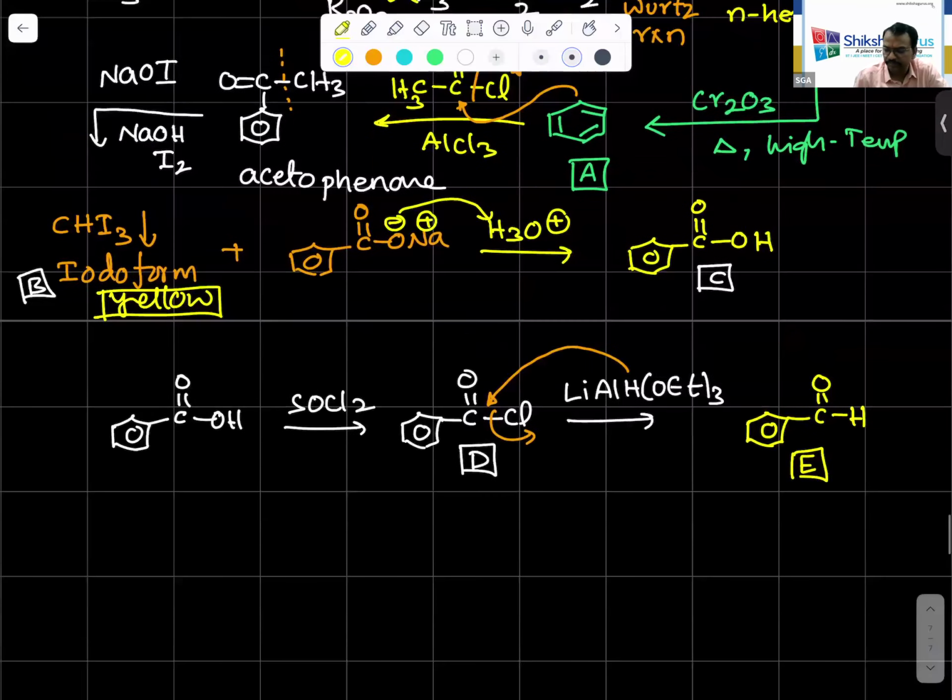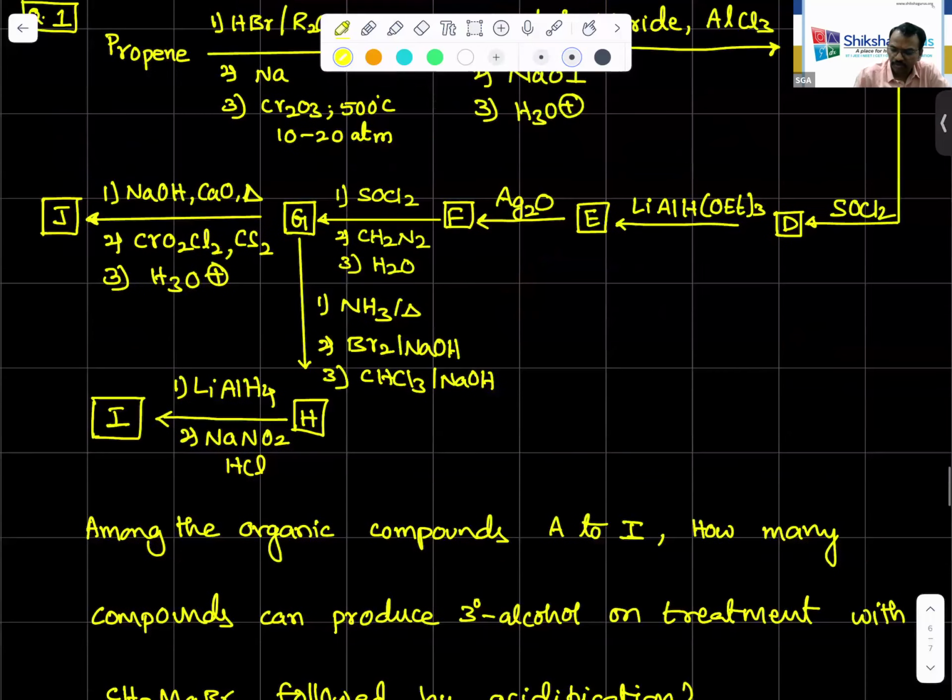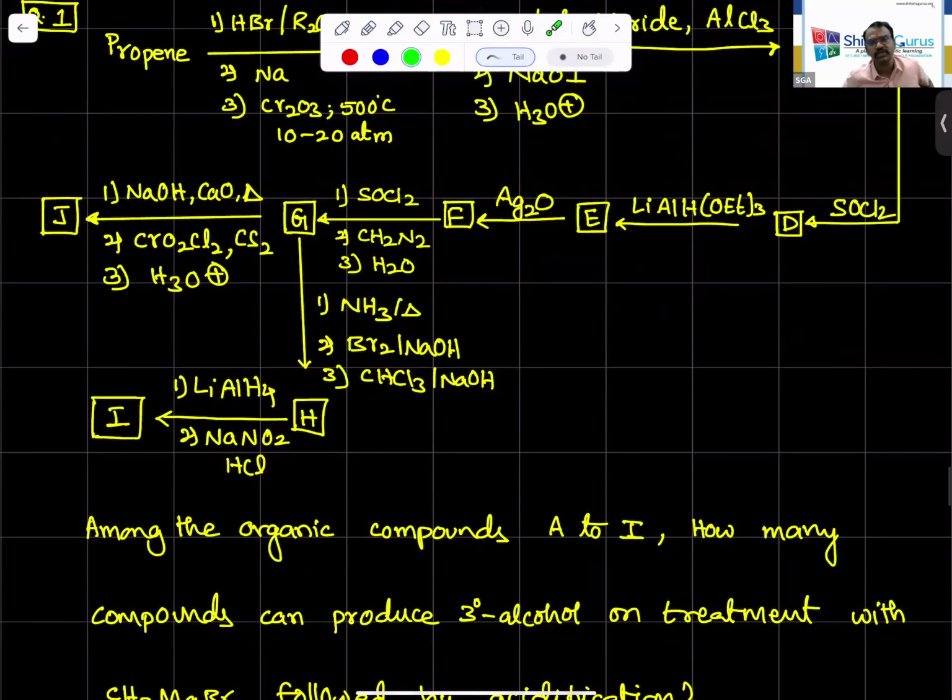What about the next step? It is treated with silver oxide. Now what is silver oxide? Silver oxide reacts with different reagents like alkyl halides and aldehydes. If it is an aldehyde, then silver oxide acts as an oxidizing agent. Of course, it is a weak oxidizing agent. It reacts with aldehydes, and the aldehyde converts into carboxylic acid.